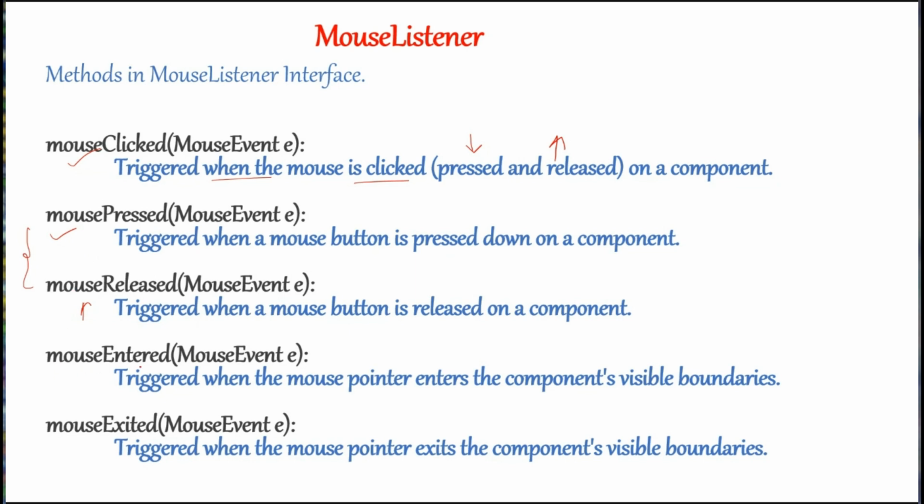Similarly, you have the mouseEntered abstract method, and you have the mouseExited method. So these five abstract methods are there: 1, 2, 3, 4, and 5. All of these five abstract methods are available in which interface? They are available in this MouseListener interface.